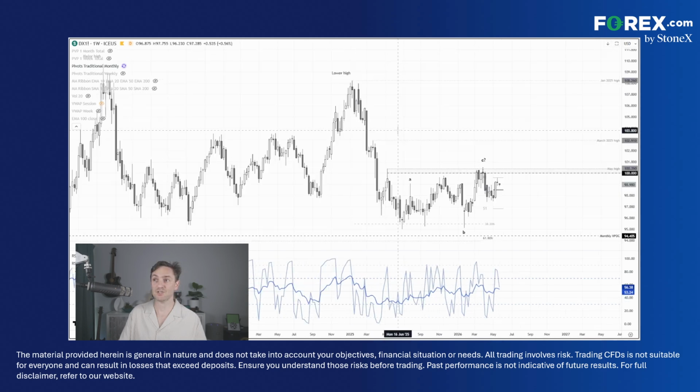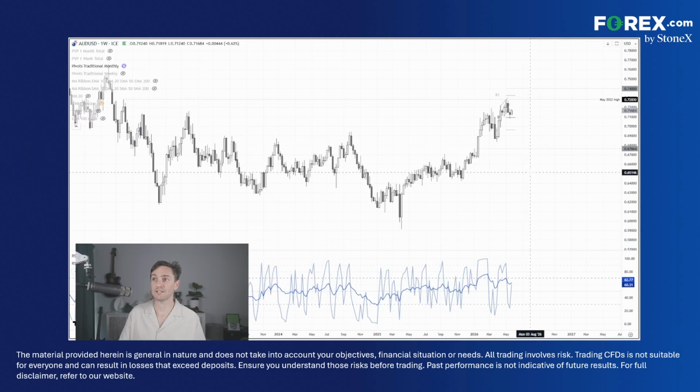Keeping on the bigger picture here, I'm standing by my guns for now at least that we've seen the end of an ABC correction at the end of April. So this is almost like a last hurrah for the dollar towards 100, and I'm looking for this price to roll back over at least within this range, possibly even to new lows as we get through the year.